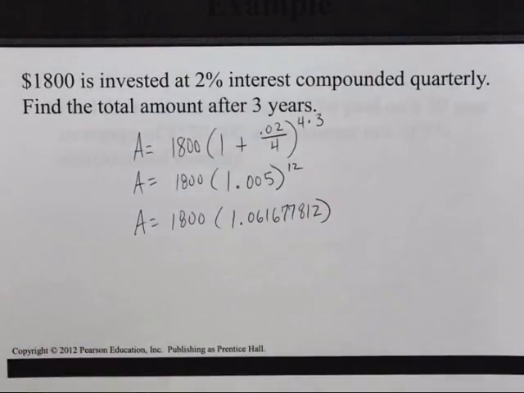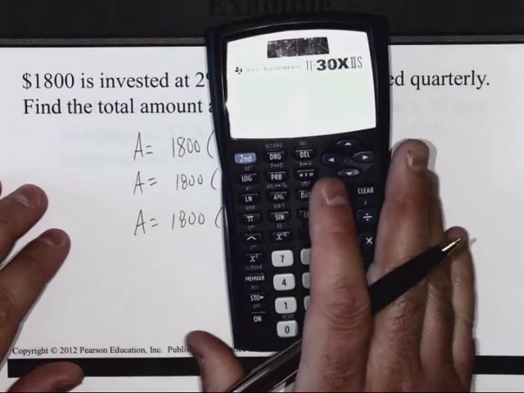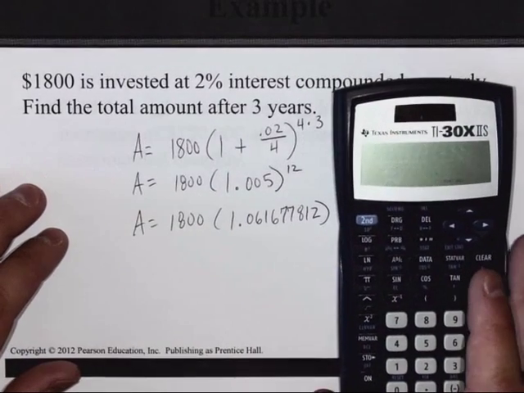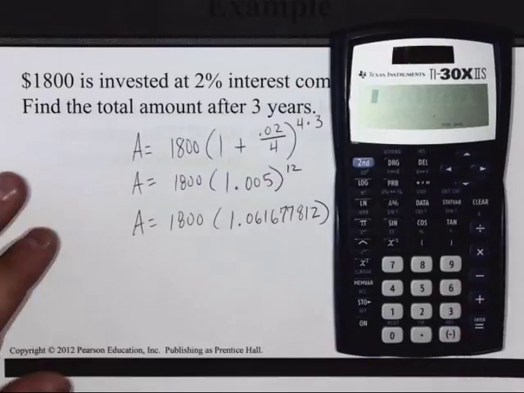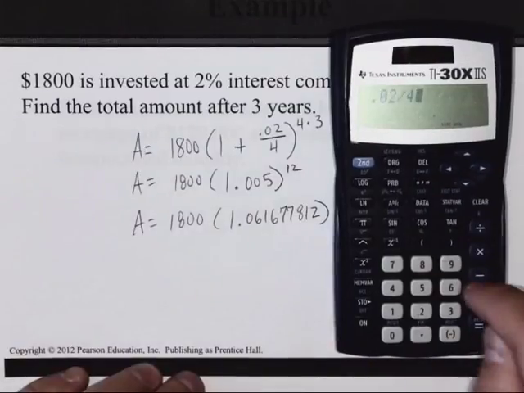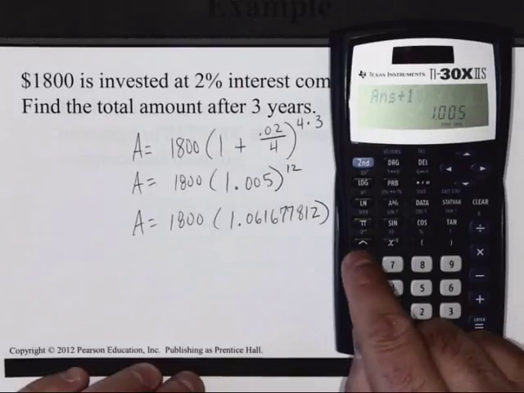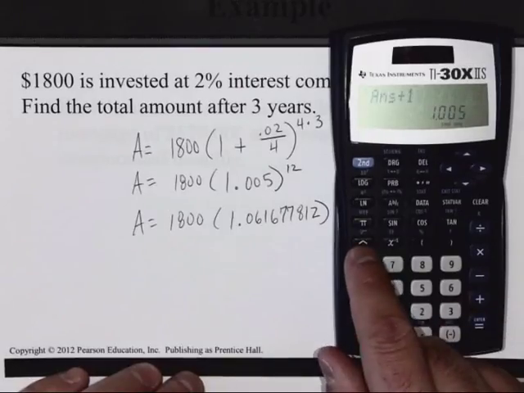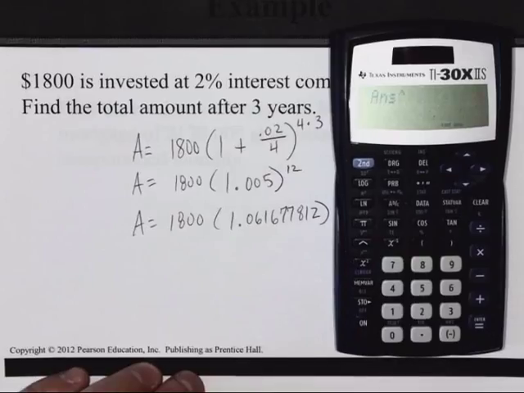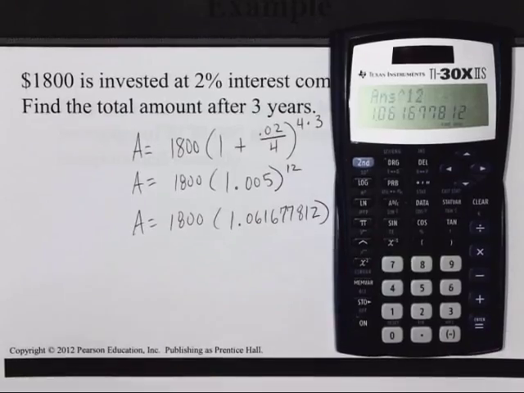And so if I'm using a calculator here, just to show you the calculator keystrokes, I'm doing 0.02 divided by 4, add that to 1. Here's my exponent, which is the caret. So I'm taking that answer to the 12th power, and I get this big long decimal. I don't want to round any of that.